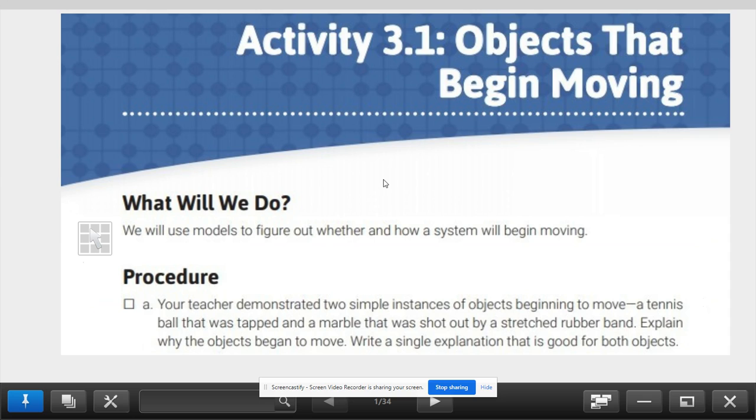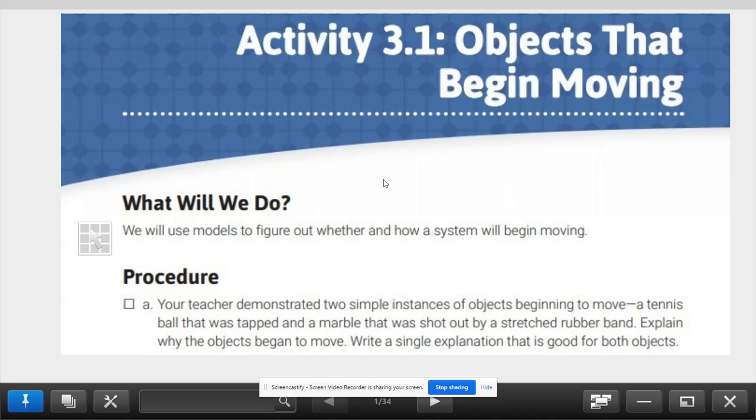Today, we will use models to figure out whether and how a system will begin moving. Does the system begin to move, and how does that system begin to move? We're going to watch two different videos. We're going to watch one video where someone is tapping a tennis ball.